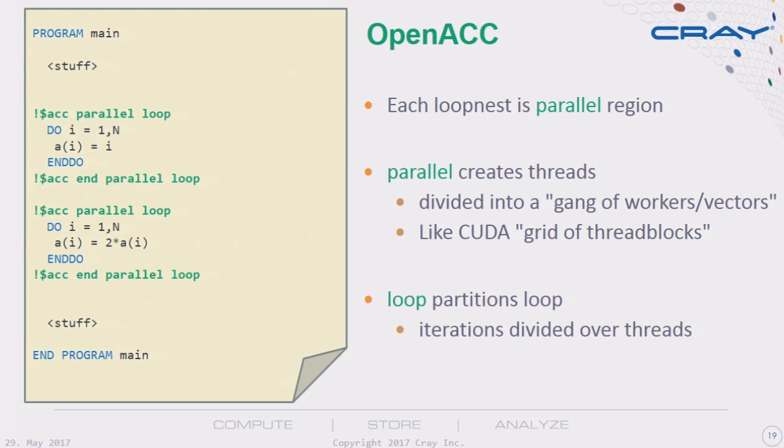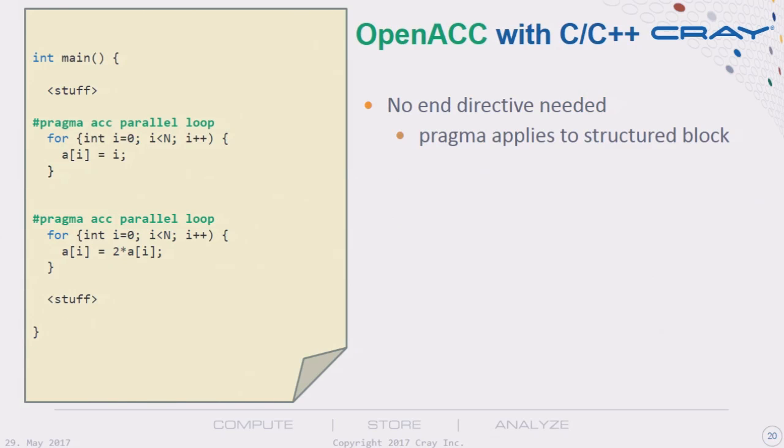Similar to OpenMP, the parallel just creates the gangs of workers, as we call it with OpenACC, which is again the grid of thread blocks in CUDA. I mean, it's related to that one. And the loop just, again, tells the compiler that the following loop should be distributed over the threads. Same example for C++. We just do not need to take care of the closing statement.